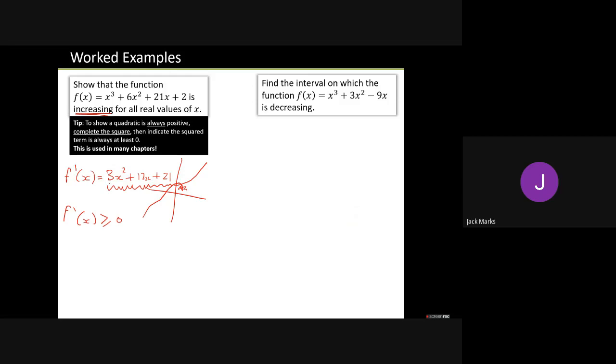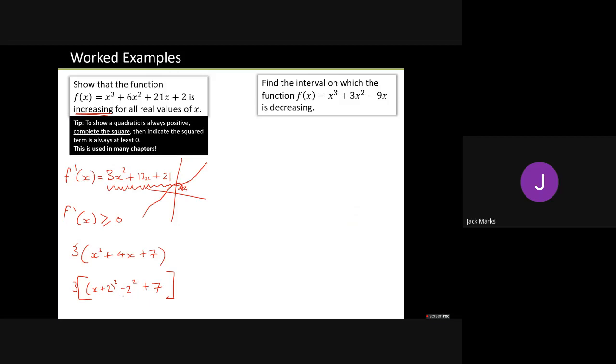we looked at earlier. When we wanted to show that things were always positive, we completed the square with a quadratic. So what I could do is take a 3 out of everything, and that would leave me with x squared plus 4x plus 7. And then what I might do is complete the square on what's left here in the middle. So (x plus 2) squared minus 2 squared plus 7. Okay, I think I would do it like that.